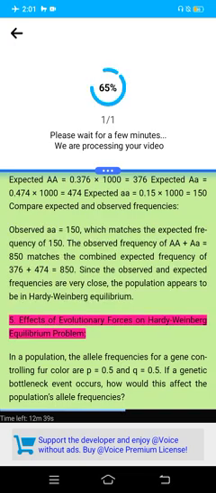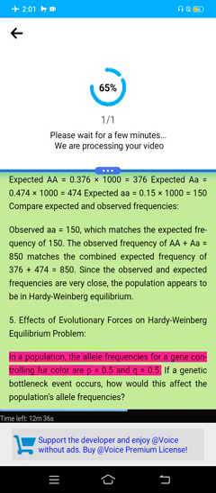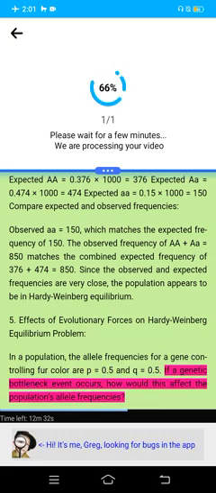5. Effects of evolutionary forces on Hardy-Weinberg equilibrium problem. In a population, the allele frequencies for a gene controlling fur color are p equals 0.5 and q equals 0.5. If a genetic bottleneck event occurs, how would this affect the population's allele frequencies?